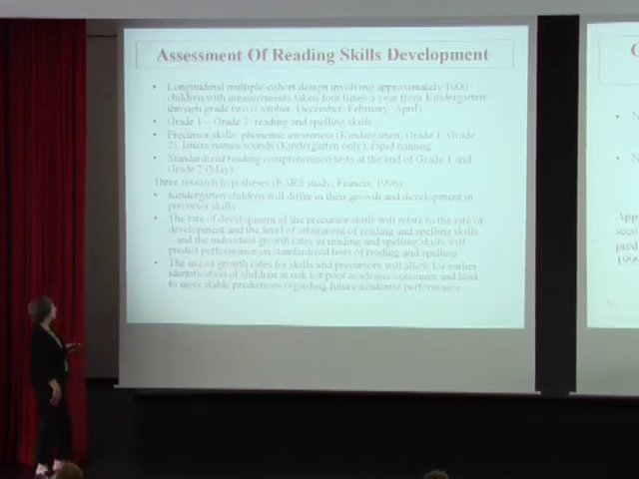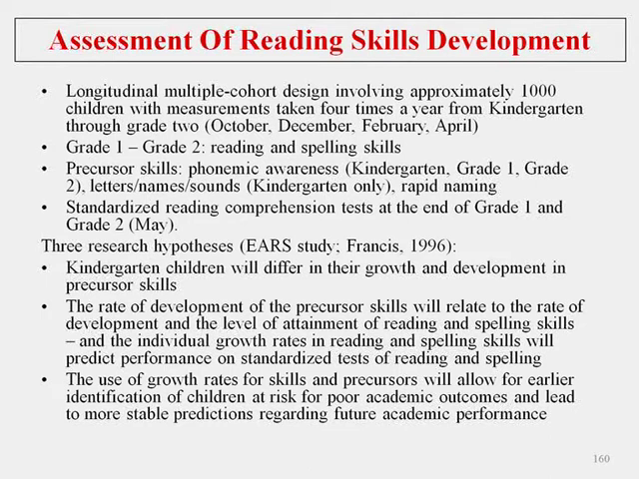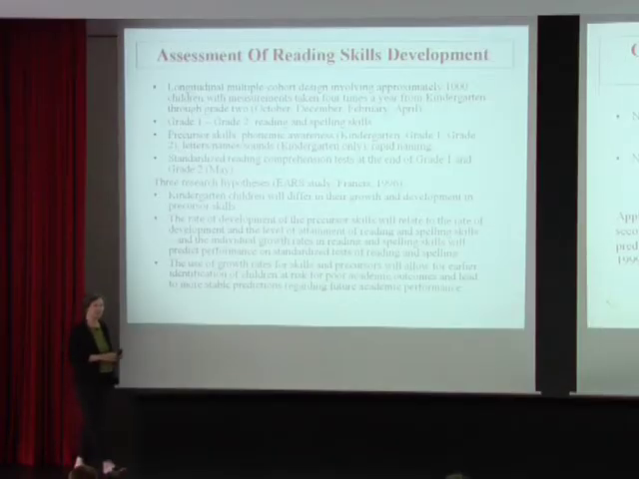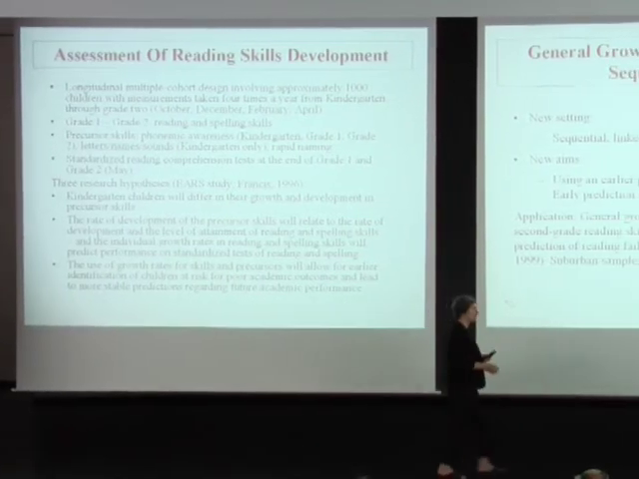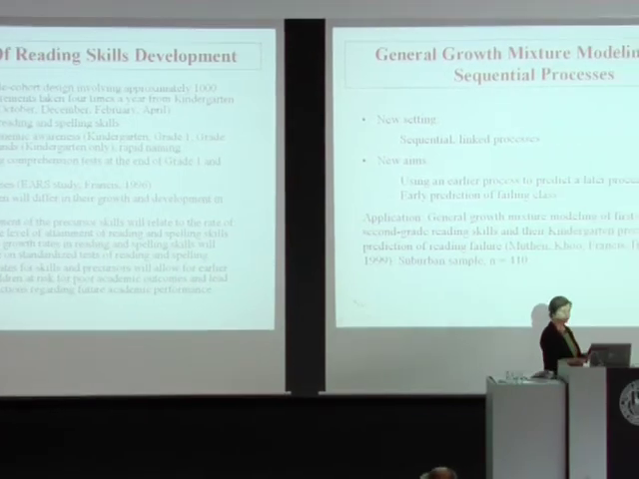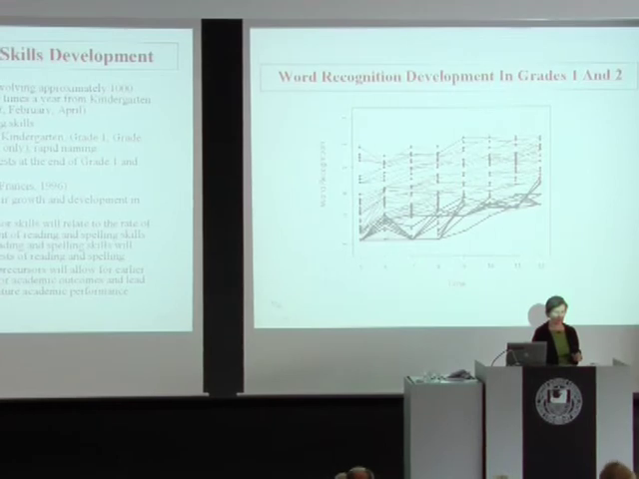And then they hypothesize that the use of growth rates for skills and precursors will allow for earlier identification of children at risk for poor academic outcomes. So they're predicting that being able to see these growth trajectories, we're going to be able to more early identify the children who are having problems. This was actually a dissertation that was done by one of Bank's students, part of this.